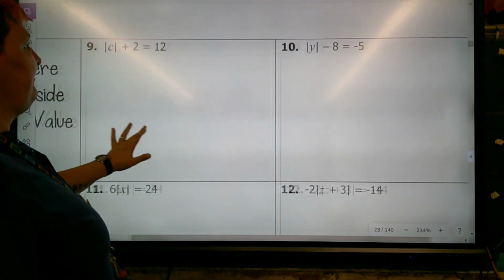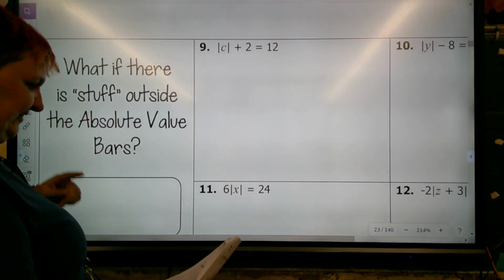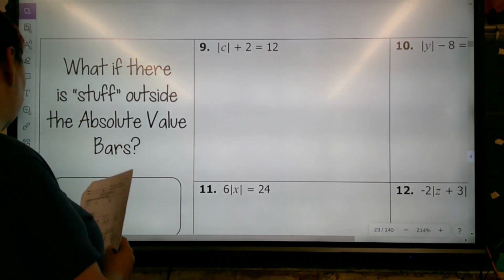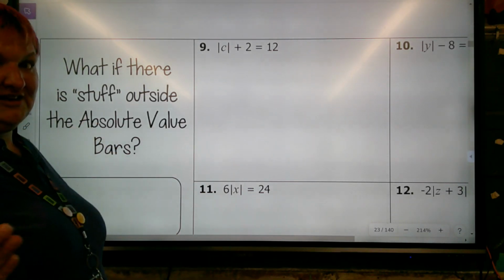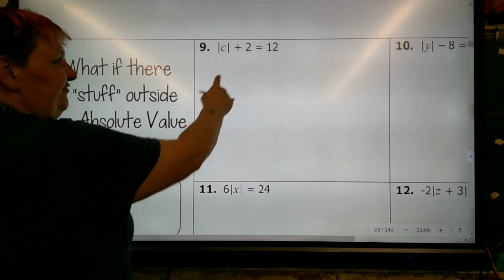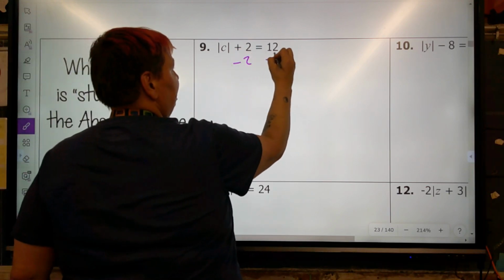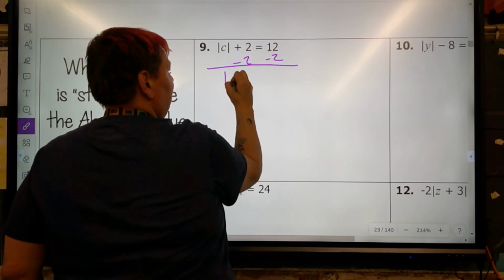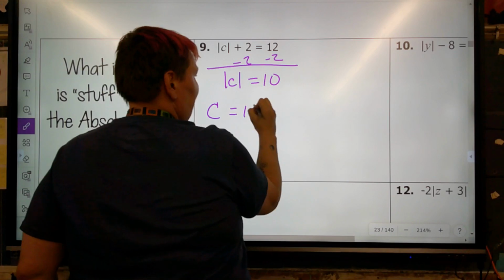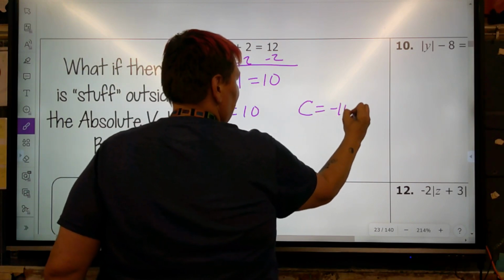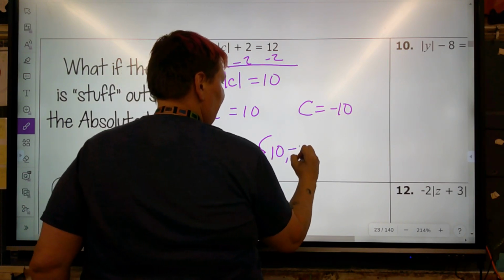So let's go down. What happens if there's stuff on the outside of the absolute value bars? Inverse property is what happens. You have to get it by itself. So if there's a constant, then get rid of it. Then do the thing with the positive and the negative. If there's a constant, get rid of it. 10 or negative 10, right?